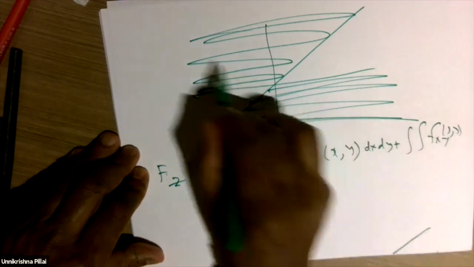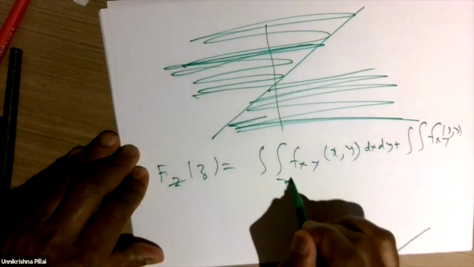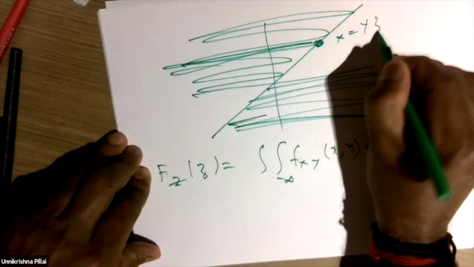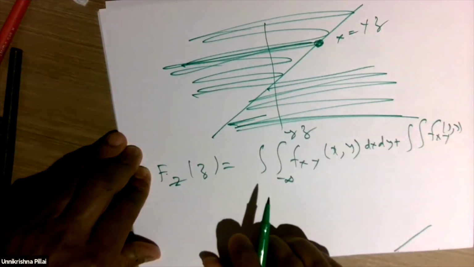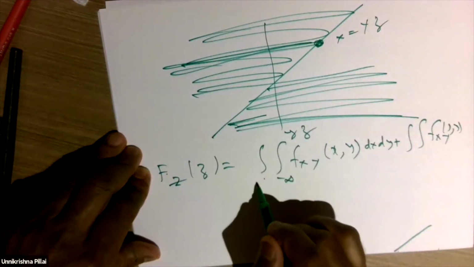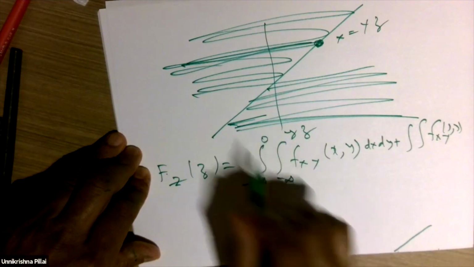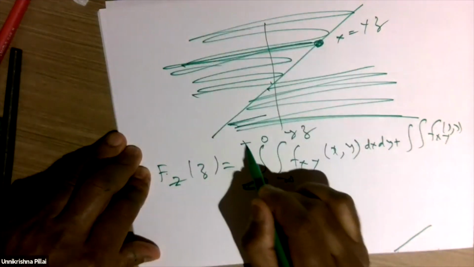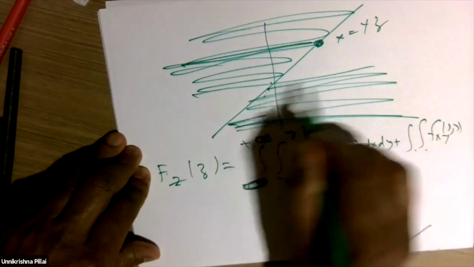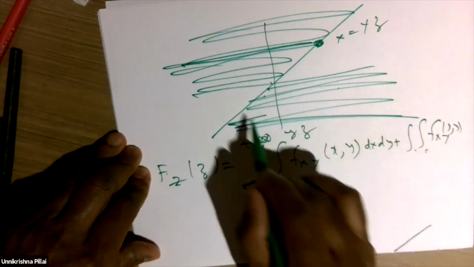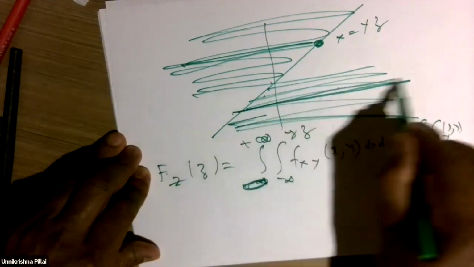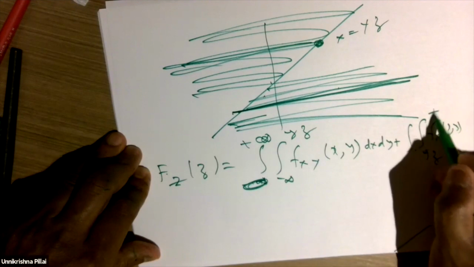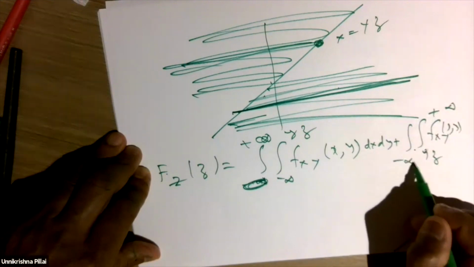So someone quickly, let's integrate on the x-axis. X goes from minus infinity to what point? This line is x equal to yz. Anybody? Up to yz, right? And this goes from minus infinity to zero. I'm sorry, zero to plus infinity, right? And here the bottom region, I'm integrating here. So x goes from yz to plus infinity, and minus infinity to zero.